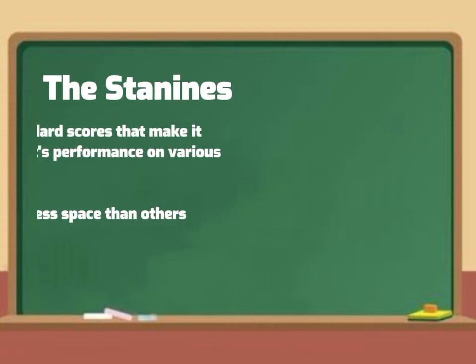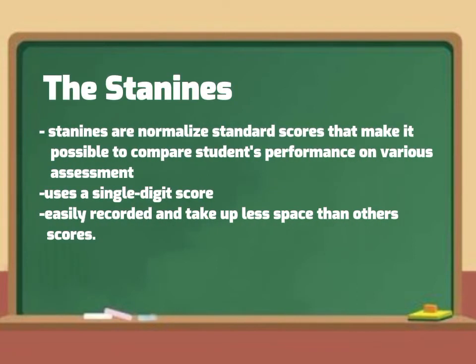The stanine. The stanine system uses a 9-point scale in which 9 is high, 1 is low, and 5 is average. Stanines are normalized standard scores that make it possible to compare students' performance on various assessments. It uses a single-digit score, it is easily recorded, and takes up less space than other scores.